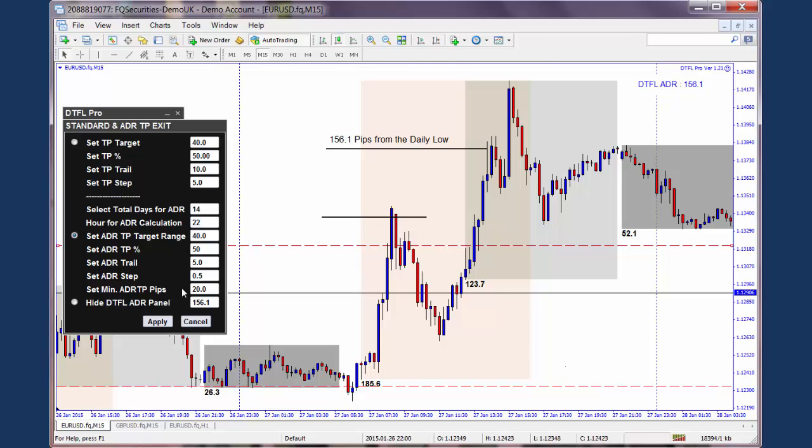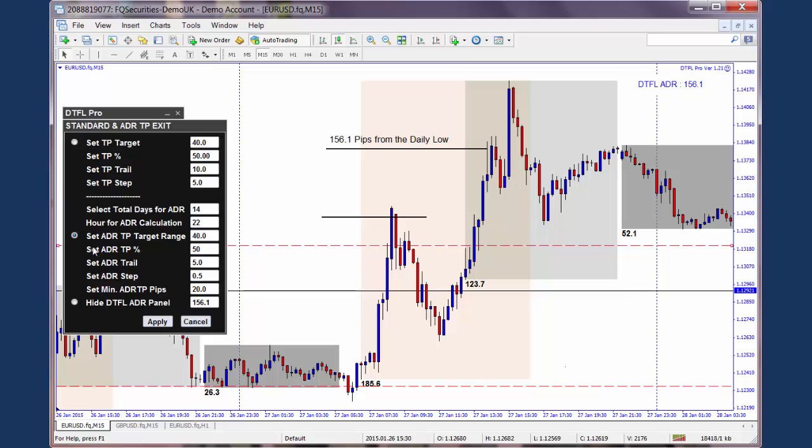What this input does here is allow you to set a minimum amount for your ADR take profit target. In this case, it would only have been about 17.5 pips, and that is less than the minimum you've stated. So in those circumstances, the ADR take profit target would be ignored, and the standard take profit would be applied instead, even if you haven't selected it.